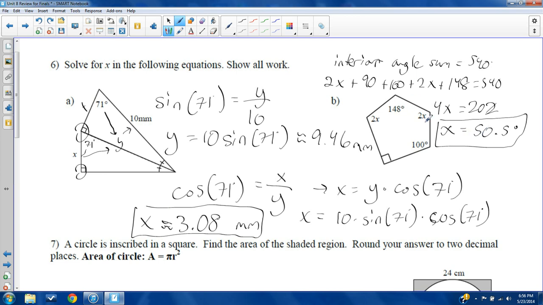So there you got a couple answers there. You know what? You could double-check your work there. If that was true, 2 times 50.5 is 101. So these would both be 101. 101 plus 101, that is 202, plus 148, that is 350, plus 101, yeah. Plus 100, that's 450, plus 90, that's 540. So yes, that does work.